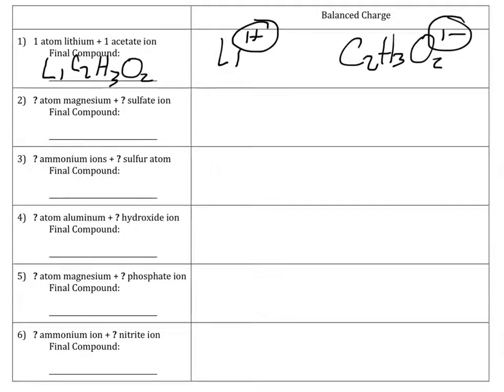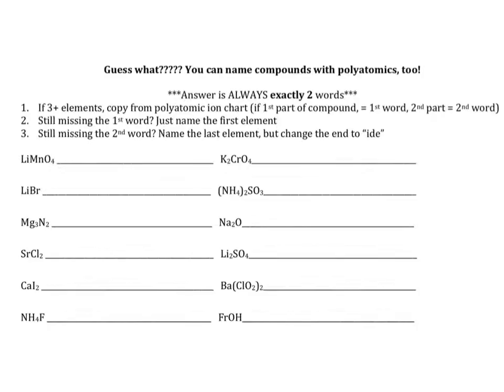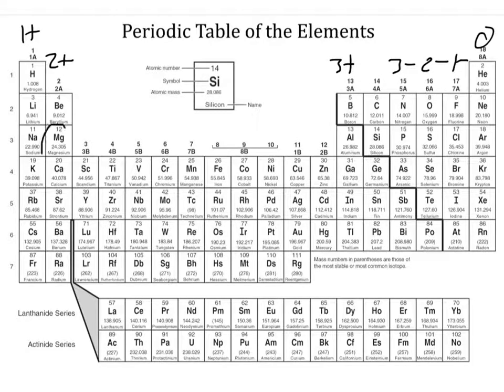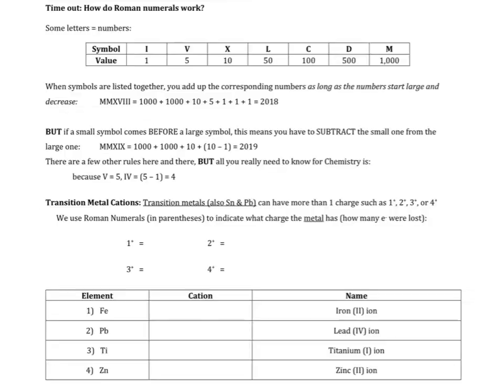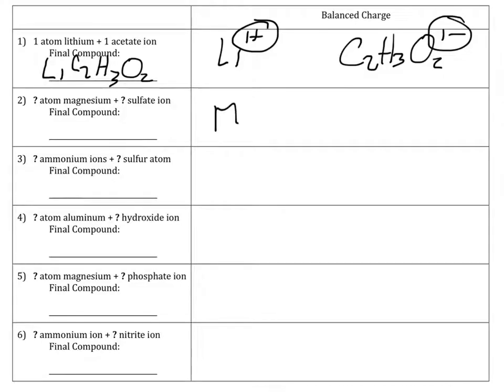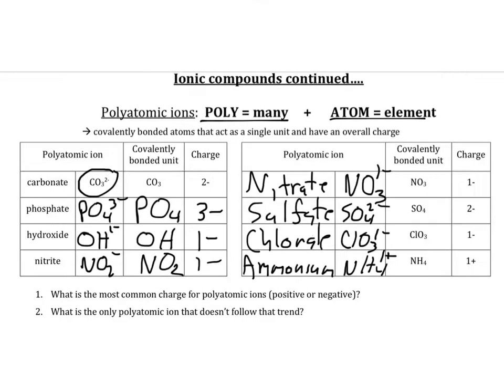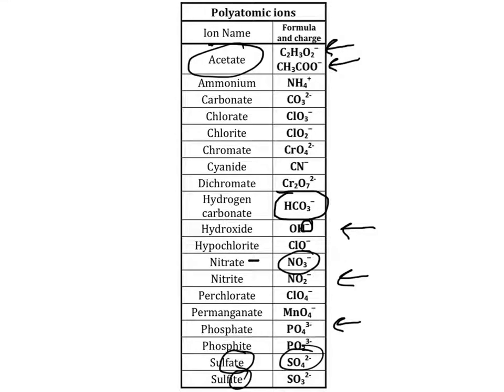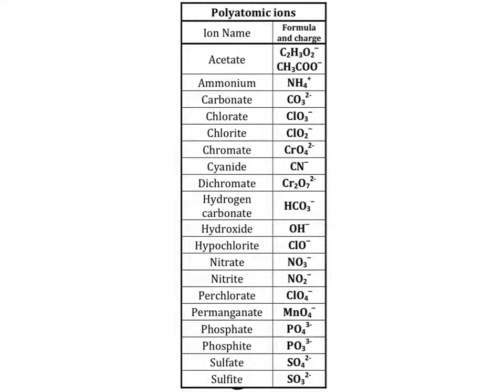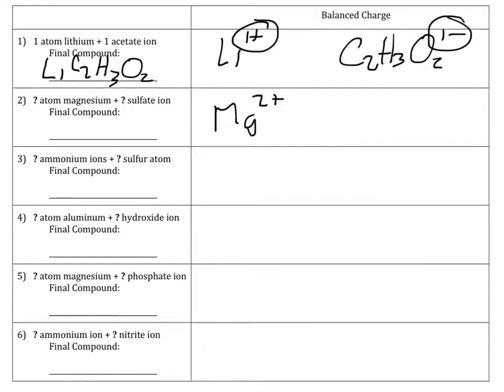All right, for this next one, if you take a look, we have magnesium. Magnesium makes a 2 plus. Sulfate, again, it's in an 8, so it's a polyatomic ion. So we look at our little list here. So here's sulfate right here. SO4, it is a 2 negative.